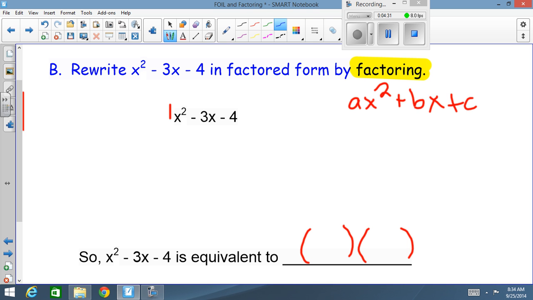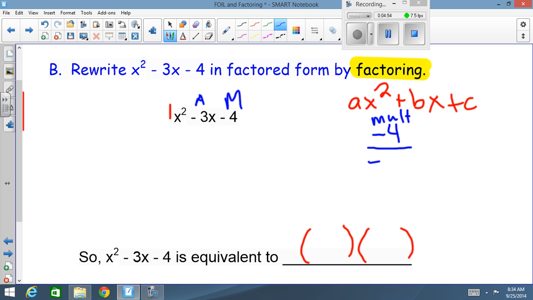Okay? Essentially, what we're looking to do here is we want to find two numbers that add to give me negative 3 and multiply to give me negative 4. So to do that, I'm going to come over here and I'm going to say, okay, let's come up with a list of two numbers that multiply to give me negative 4.